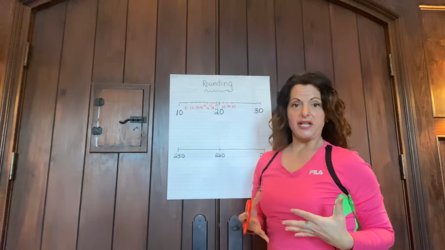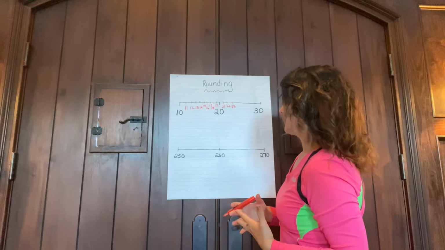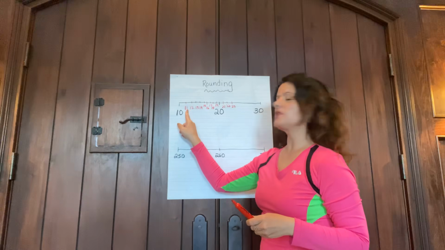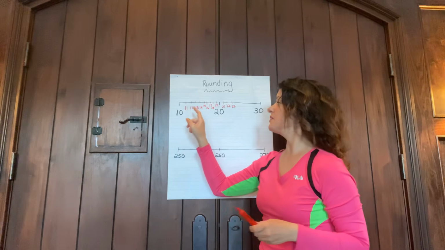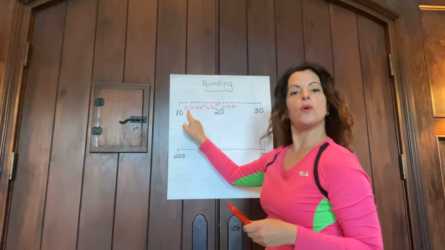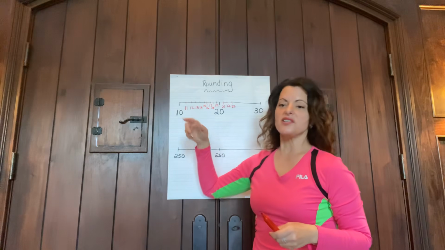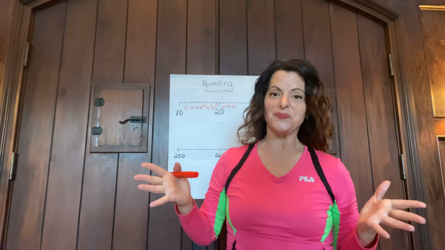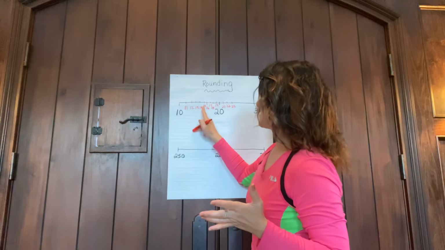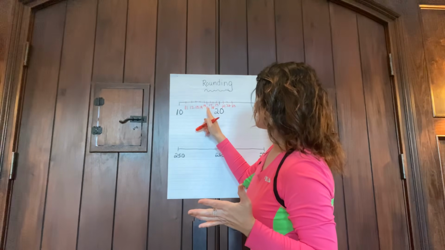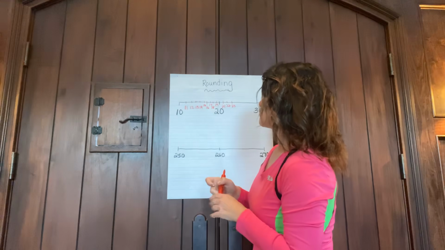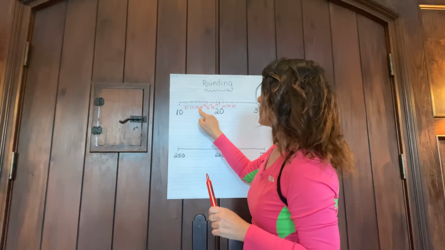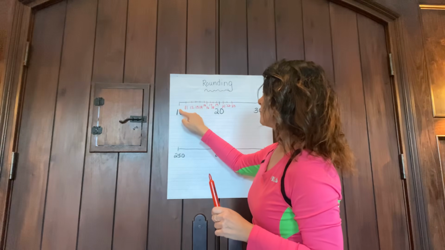When we're rounding to the nearest 10, remember that we look at the number that's in the ones place. When you're rounding to the nearest 10, you look to the ones. And this is one of those things in mathematics where somebody made a rule somewhere. If it's 5, 6, 7, 8, 9, those numbers all round up. 4 and below, round down.